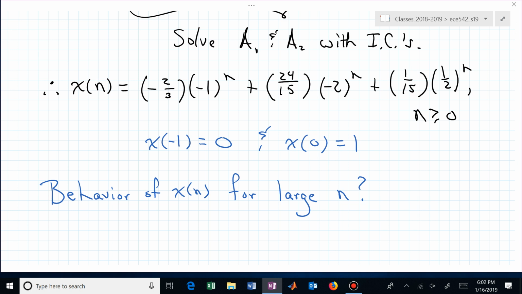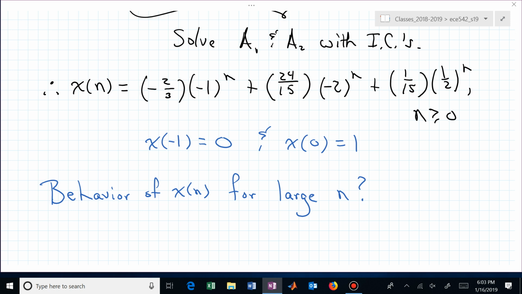Can you tell from that expression? It's being forced now. Does that make a difference? The forcing term is going to exponentially decay, isn't it? But we still have these characteristic modes that are outside the unit circle, so this, for large values of n, is still going to go unbounded, this x of n.